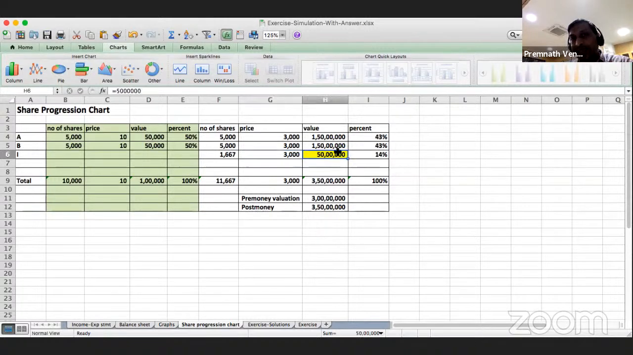So it's this money that decides how much money you need and what valuation at which you need that money. Okay, so I think that's fine.